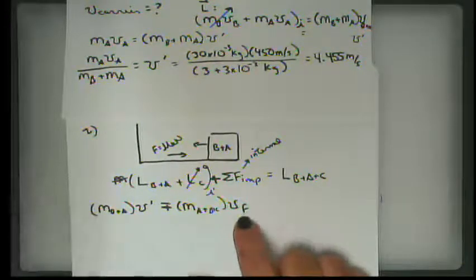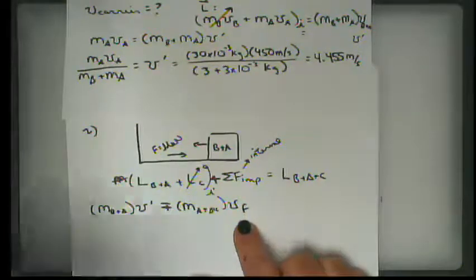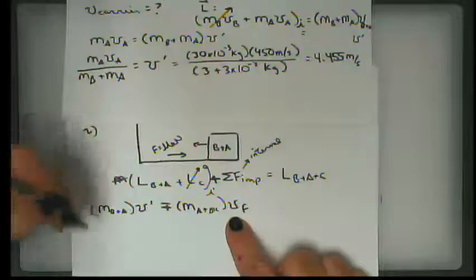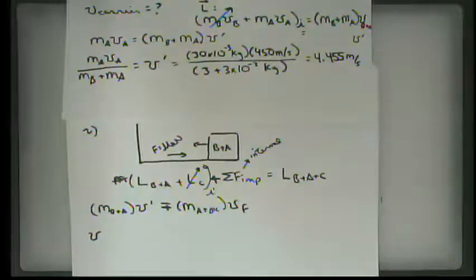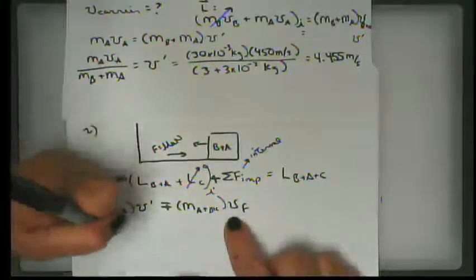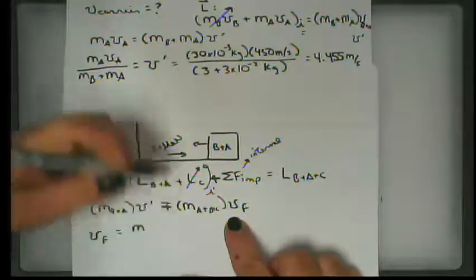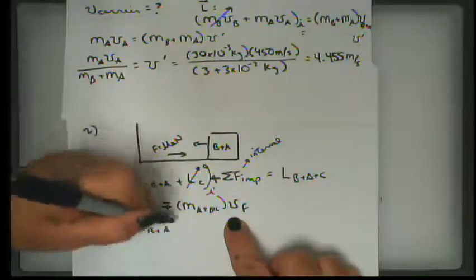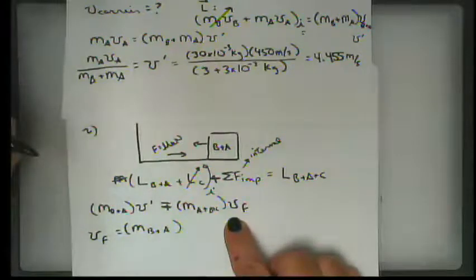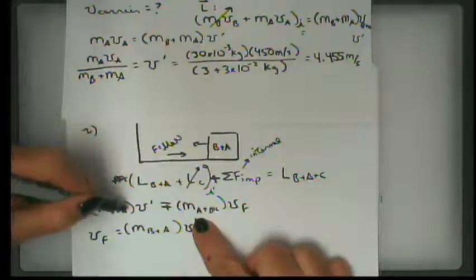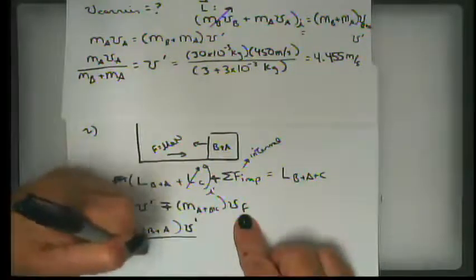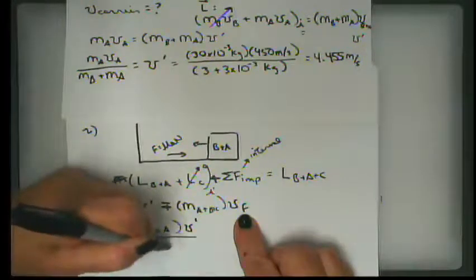So what we can think of at that point is what's going on in an intermediate sense. This isn't really V final. That's what's kind of making me crazy here. Let's think about it this way. If we talk about that V final, we could say that that's equal to m of b plus a times some kind of an intermediate velocity divided by the mass of a plus b plus c.